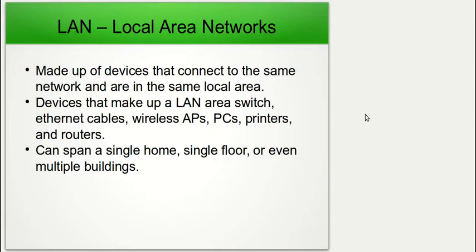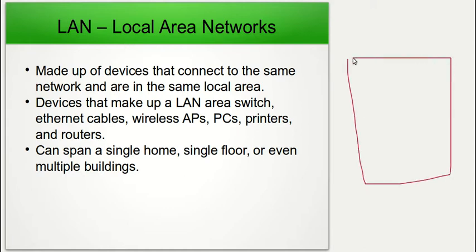Local area networks are made up of devices that live in the same area and are connected to the same network. These devices are able to share information and share local resources. The most basic example of a local area network is your home network, your small office, home office network. Imagine that this is your house, and in every house we connect our PCs and laptops and phones to some sort of centralized device, which allows the devices to connect to the network and share resources.